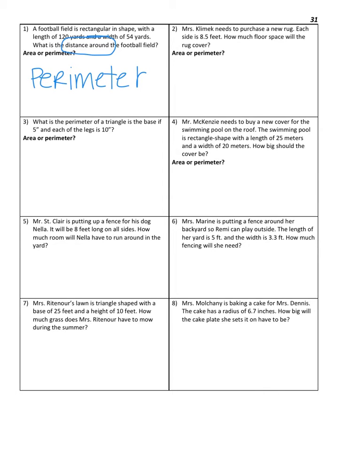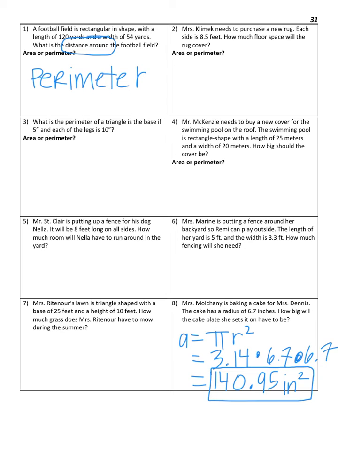Look at number 8. Miss Mulchaney is baking a cake for Miss Dennis. The cake has a radius of 6.7 inches. How big will the cake plate she sets it on have to be? So we'll use area for this. That's pi r squared. So 3.14 times 6.7 times 6.7. And that gave me 140.95 inches squared. Move on to the next page.